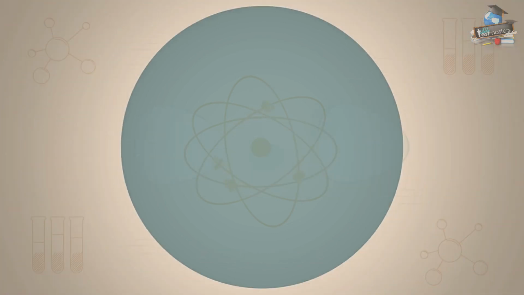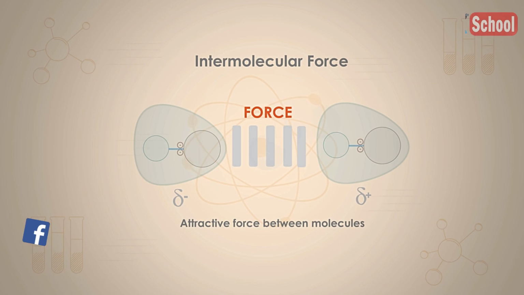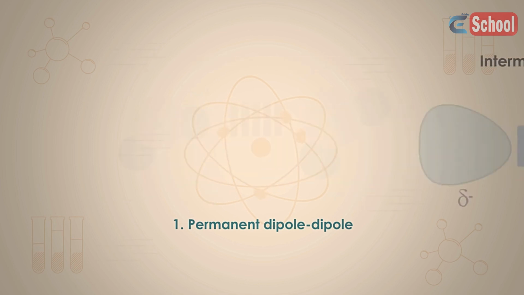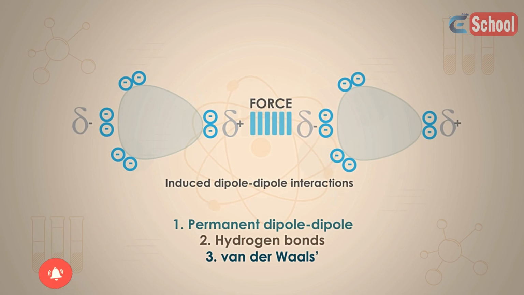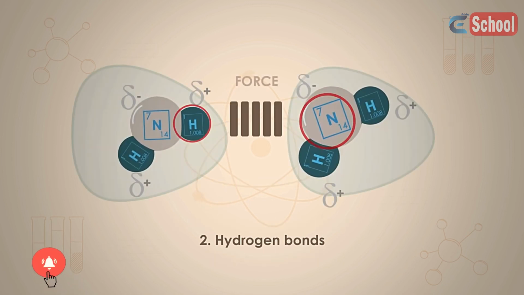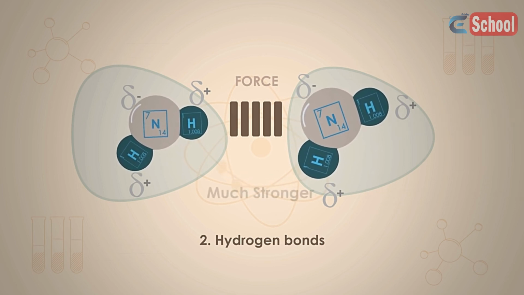So, to recap, an intermolecular force is simply an attractive force between neighbouring molecules. The three common intermolecular forces are 1. Permanent dipole-dipole forces, 2. Hydrogen bonds, and 3. Van der Waals forces. Hydrogen bonds exist between a hydrogen atom on one molecule and a fluorine, oxygen or nitrogen atom on a neighbouring molecule.